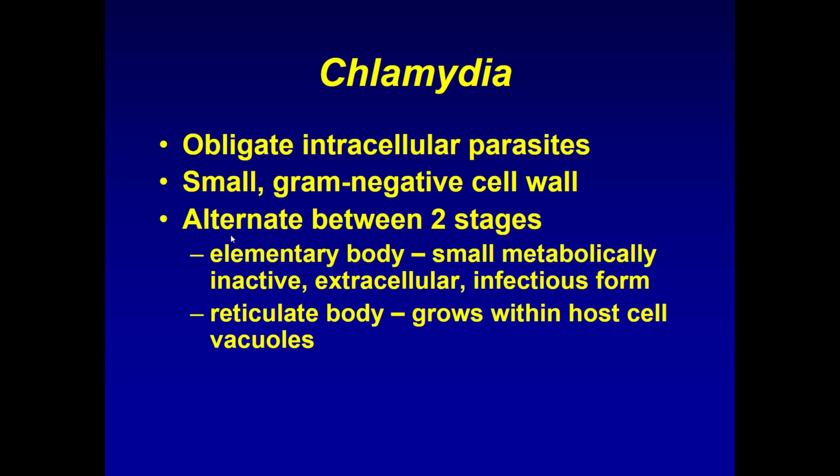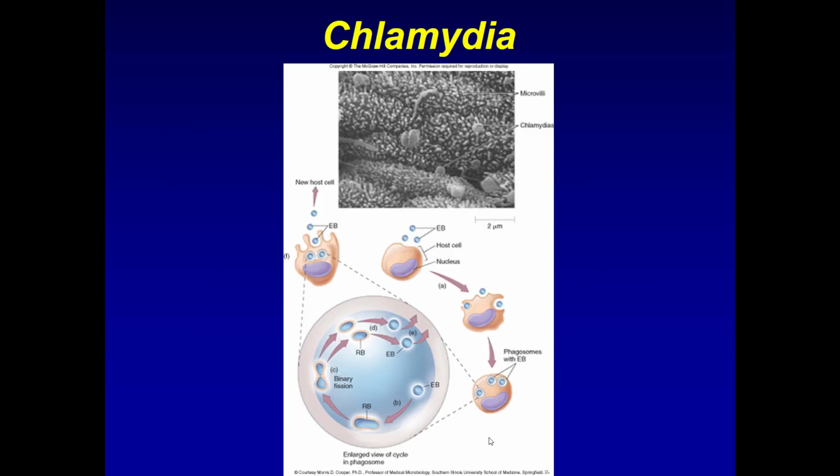And then once it's inside of your host cell, then it'll turn into these reticulate bodies that grow within your vacuoles. So elementary body, think of it like a little spore. Reticulate body grows in your cells and is metabolically active. So I think we've got a picture here. So there's our picture. So you can see these elementary bodies, and then it becomes a reticulate body.